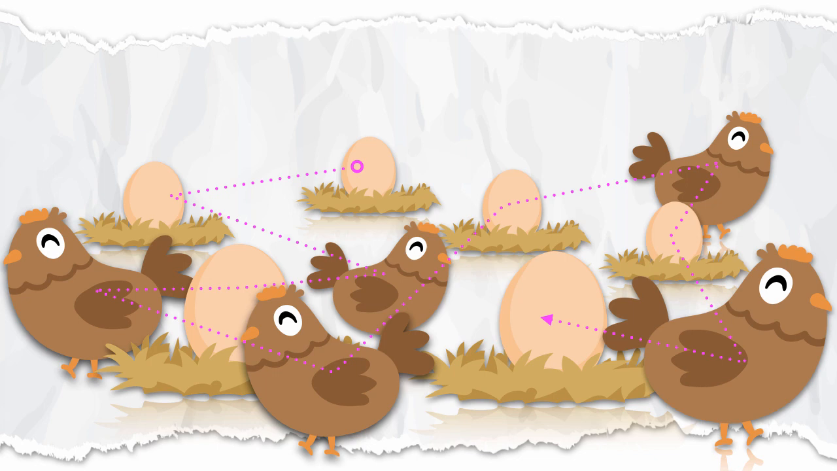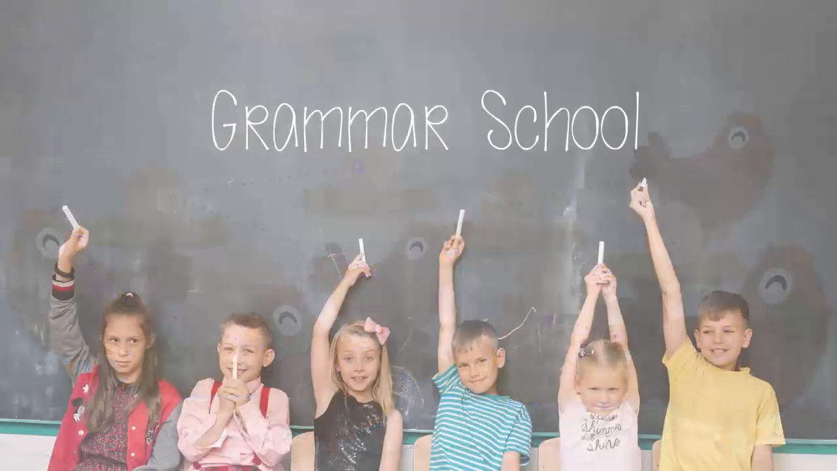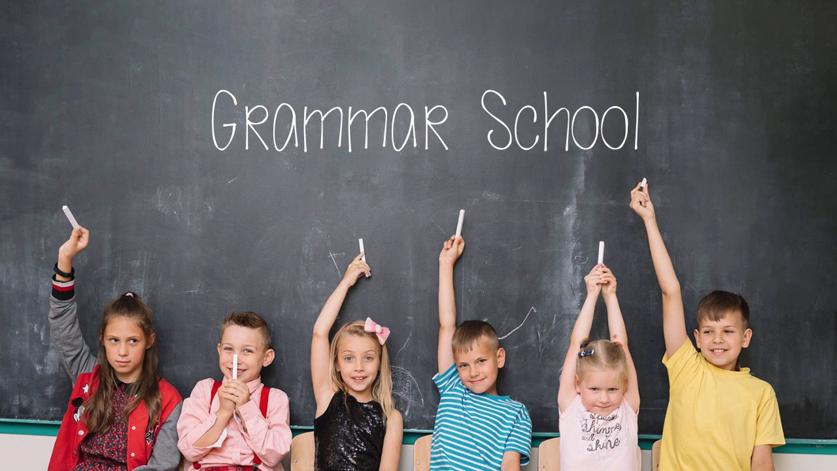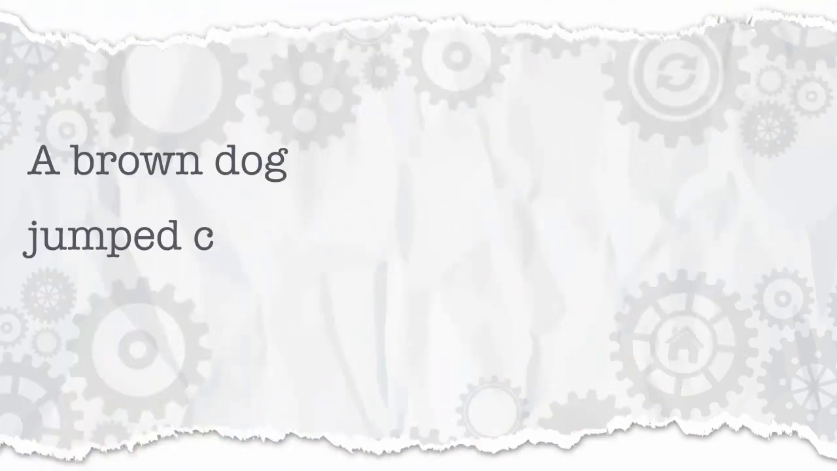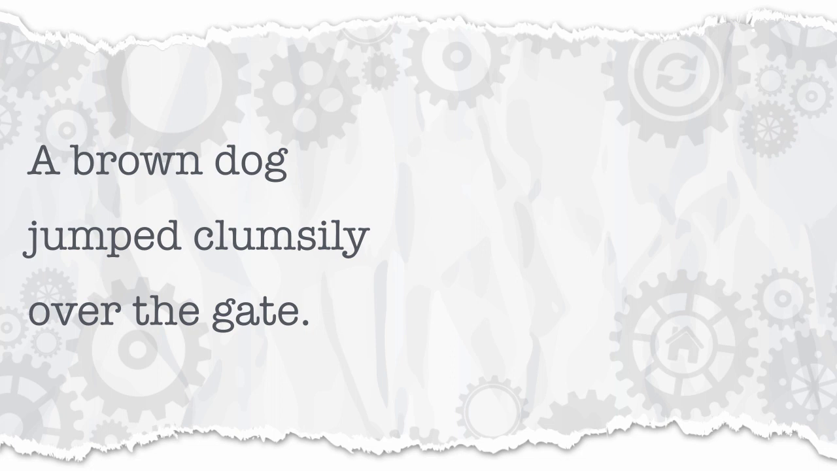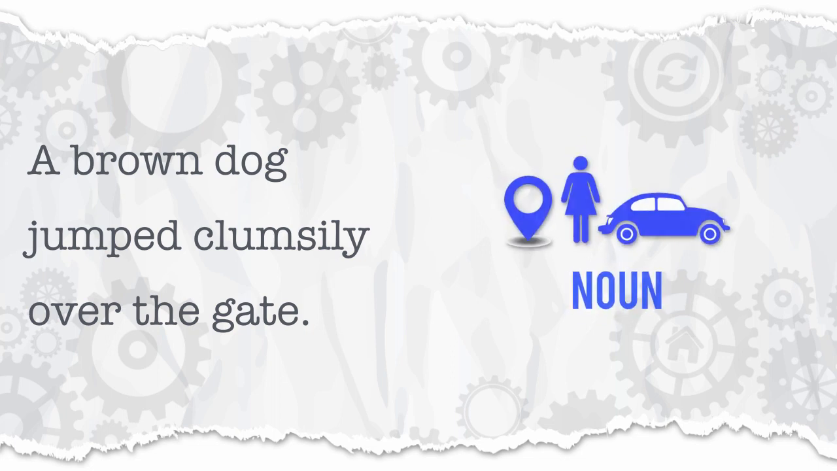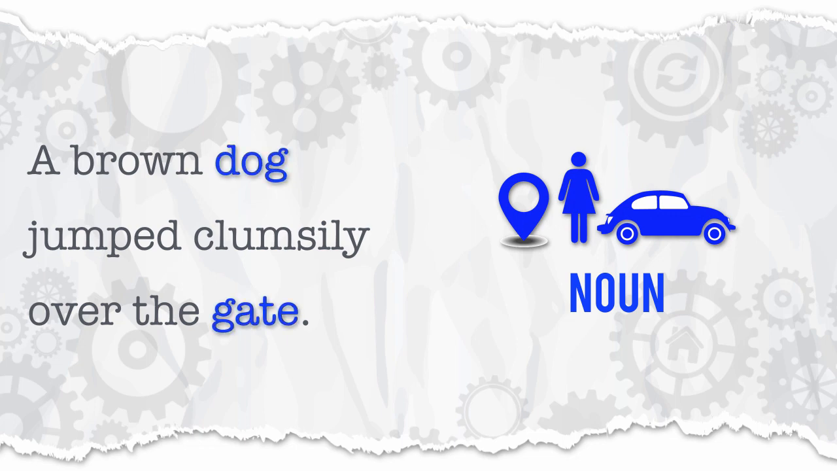So first, we're going to take a quick trip back to 4th grade and review some of those parts of speech, just so we're all on the same page. Let's start with a basic sentence. A brown dog jumped clumsily over the gate. Can you identify the nouns in this sentence? Dog and gate. Nouns are persons, places, or things.